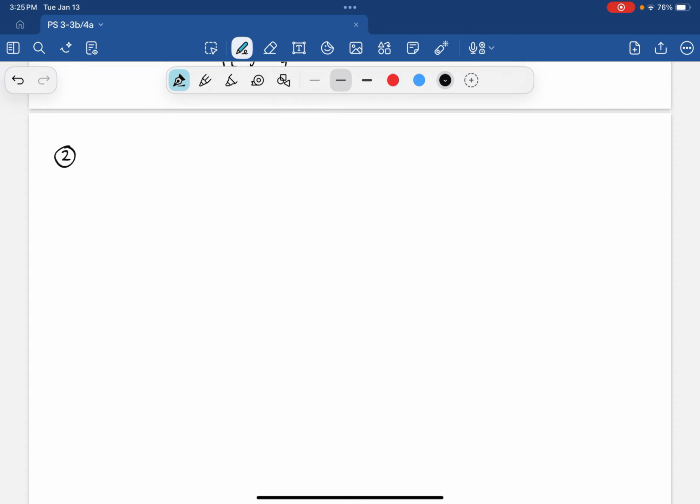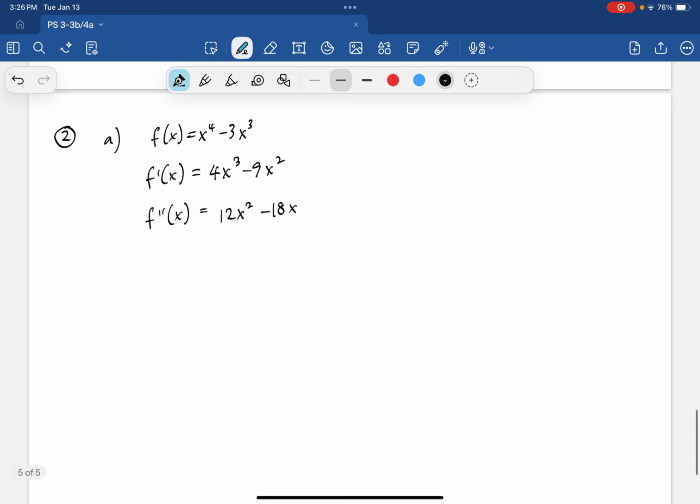2. Here we're talking about concavity, right? So remember, concave upward is like that, concave downward is like that. And to find that, we're going to have to look at the second derivative and do pretty much the same process. So for the first question, f of x equals x to the fourth minus 3x cubed. Let's calculate the second derivative. Take the derivative twice. And that's going to require us to factor this.